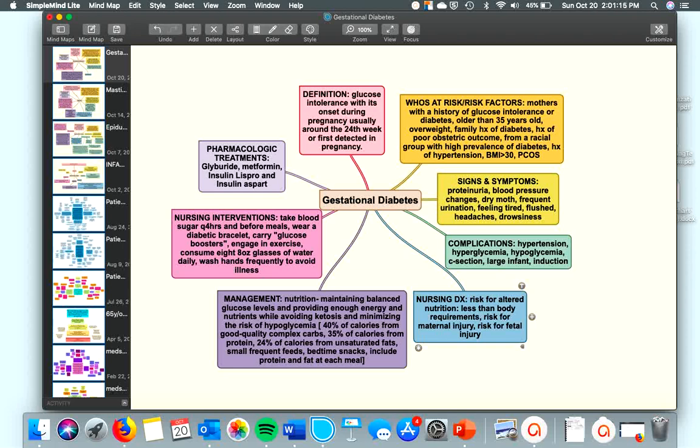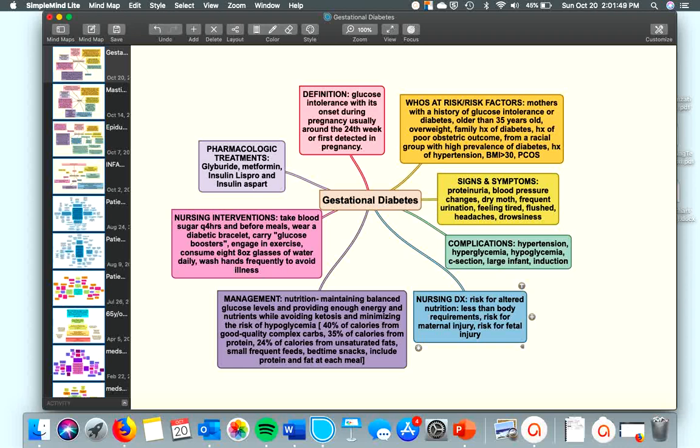So some signs and symptoms are proteinuria, which is protein in the urine, blood pressure changes, dry mouth, frequent urination, feeling tired, flushed, headaches, and drowsiness. Some complications of gestational diabetes include hypertension, hyperglycemia, hypoglycemia, the risk of a C-section, a large infant, and the risk of having to be induced early.